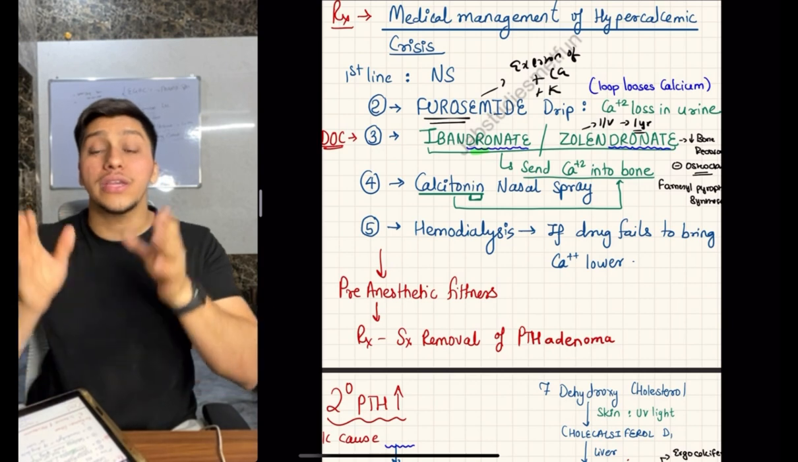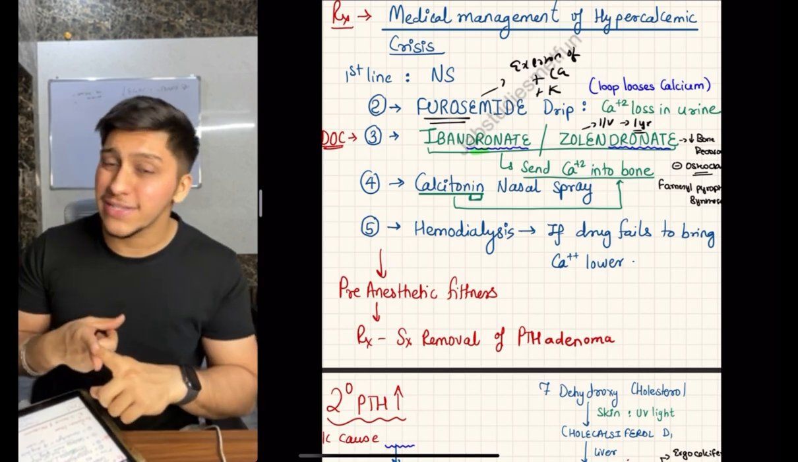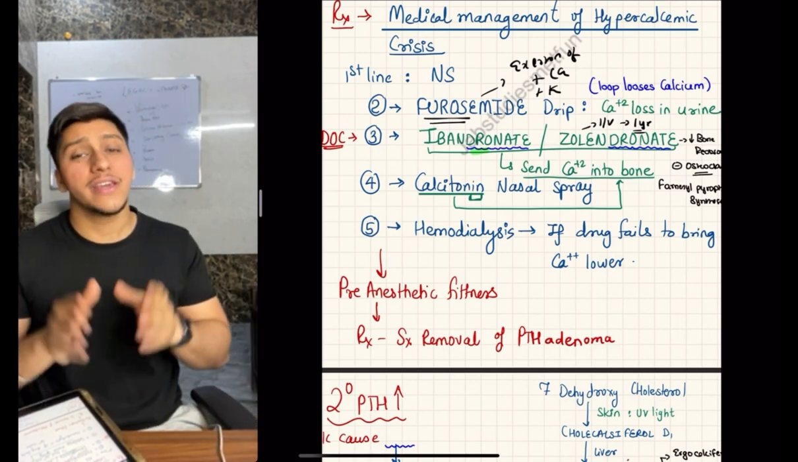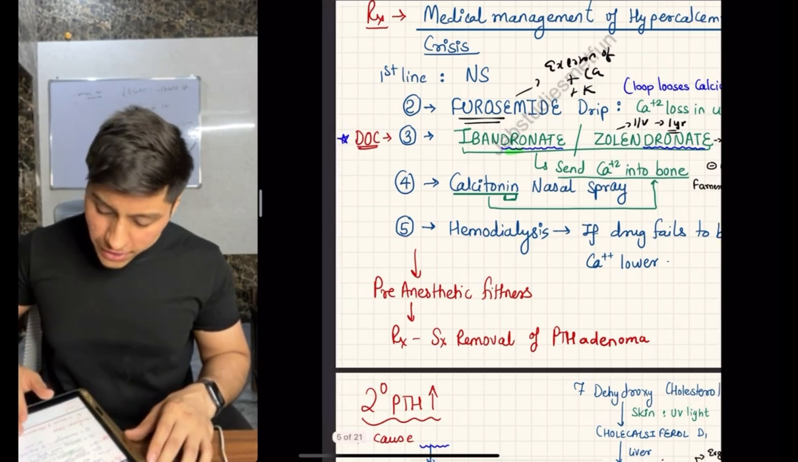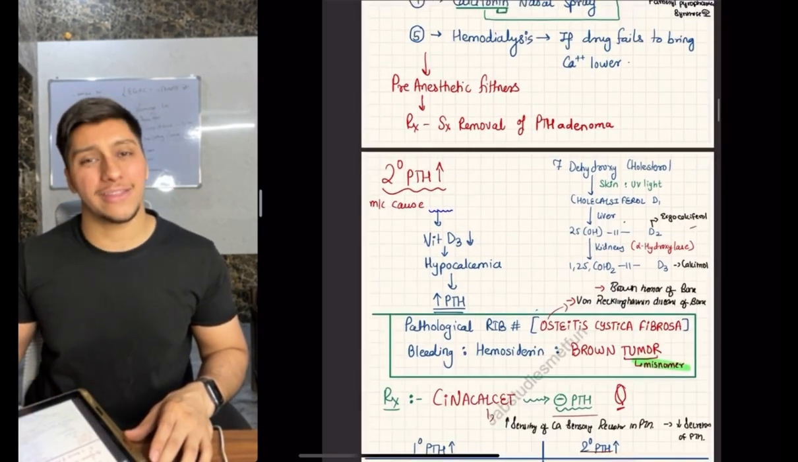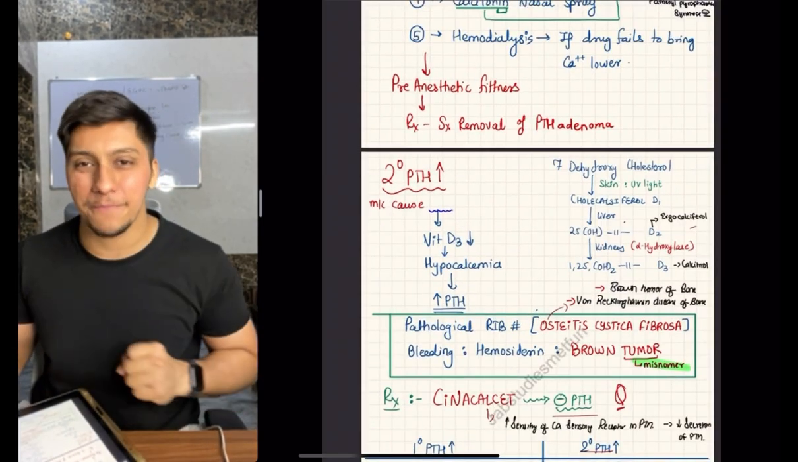Now the management. First step, normal saline. Drug of choice, bisphosphonates. Hemodialysis is also done. So we're done with primary hyperparathyroidism. Let's talk about secondary hyperparathyroidism.